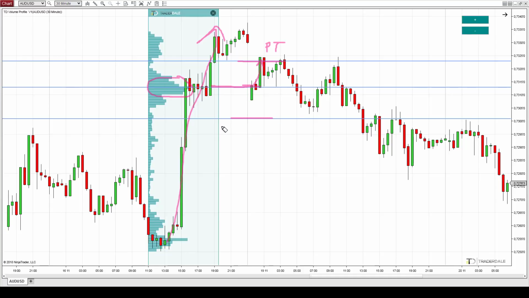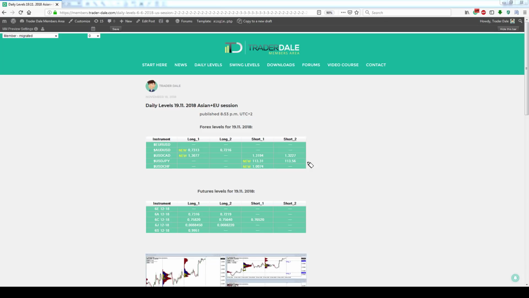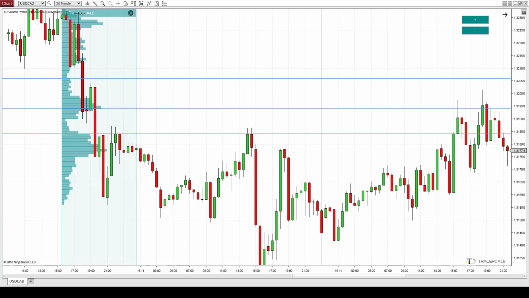This was stop loss. The second trade on the 19th of November was a short on the US dollar Canadian dollar. It was this short from 1.3194. So let's have a look at the charts, how the trade went. So this is the US dollar Canadian dollar chart. This is the short level from the prediction table.